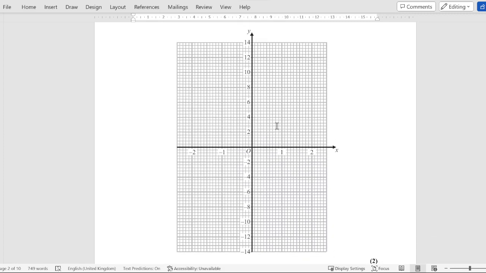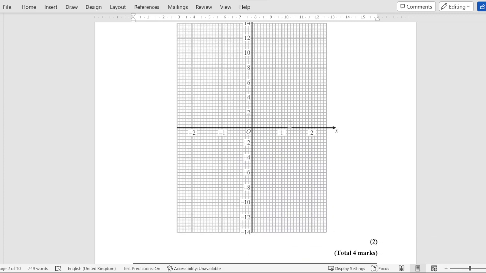Plotting that on the graph then, we've got the first point at minus 2, minus 13, which is roughly there. Then we've got minus 1, minus 4, roughly there. 0, minus 1, roughly there. 1, 2. And then finally 2, 11. We're looking at roughly there. And then you join them with as smooth a curve as you can.